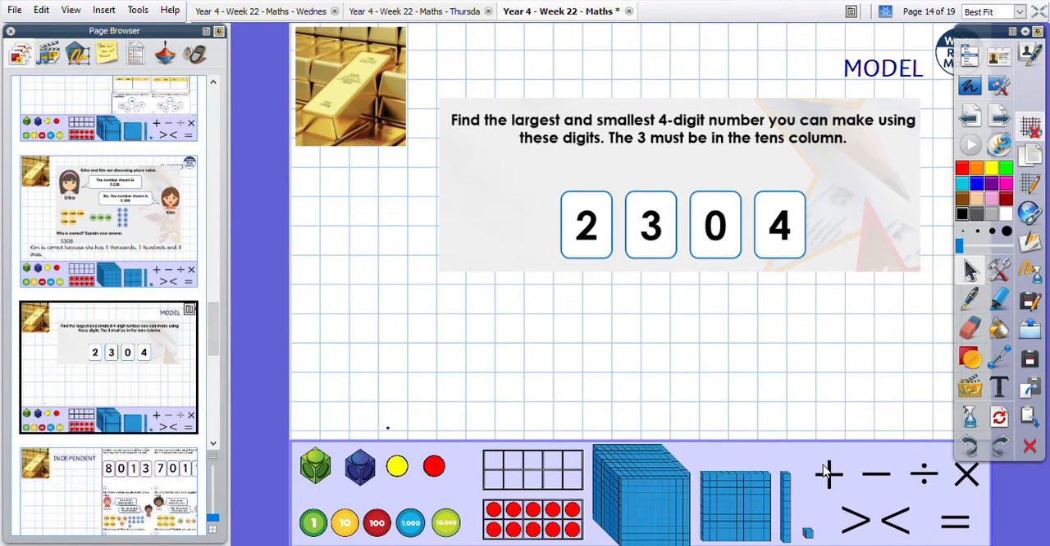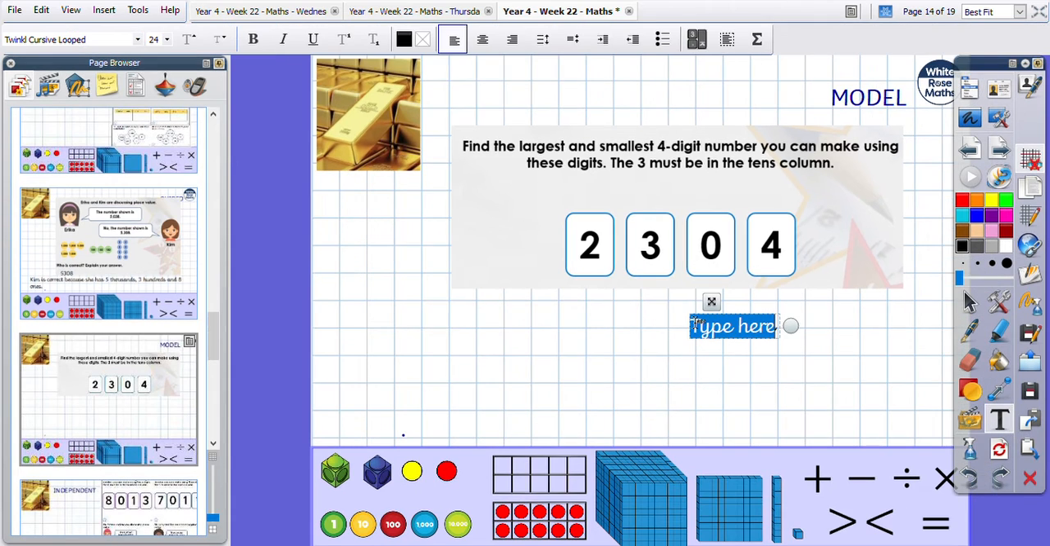Okay then, another one for gold. Find the largest and smallest 4-digit number you can make using these digits. The 3 must be in the tens column. So I'm going to pop my placeholders in for now, because I've got to have that 3 in the tens column. So it's going to be my smallest and my largest number.